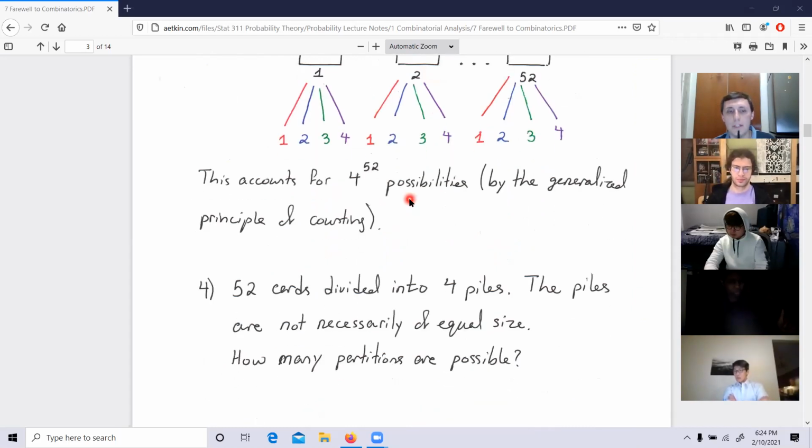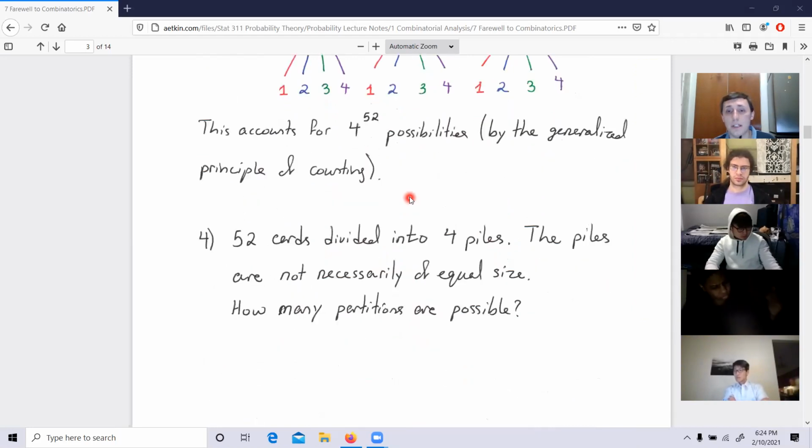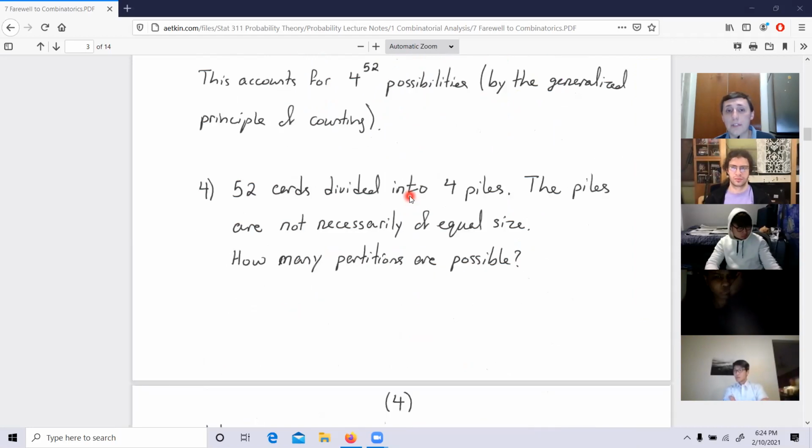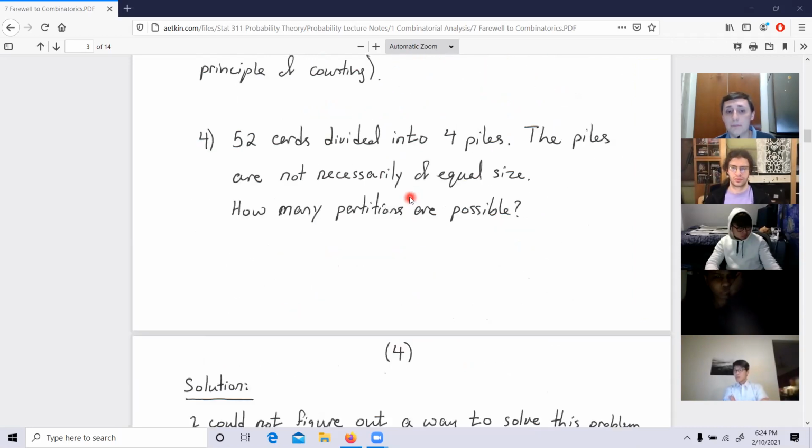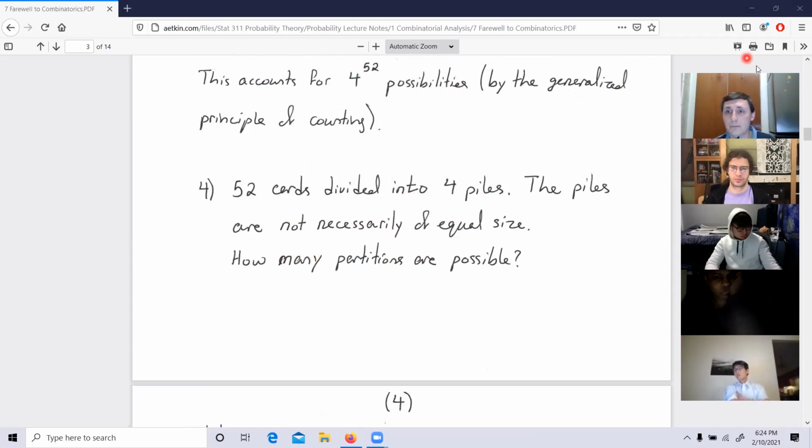Next question: 52 cards divided into 4 piles. The piles are not necessarily of equal size. How many partitions are possible? This one is difficult.